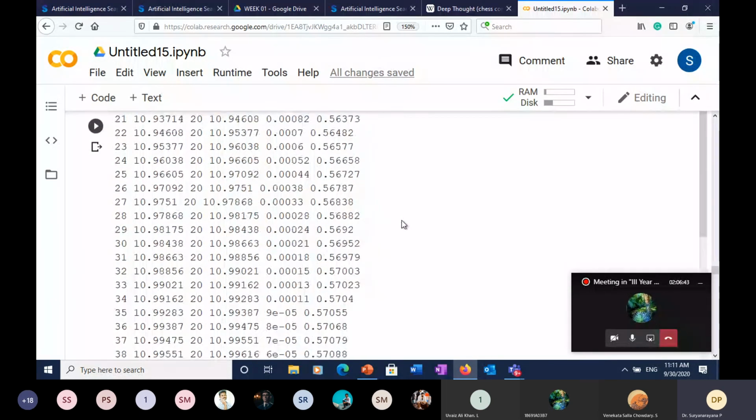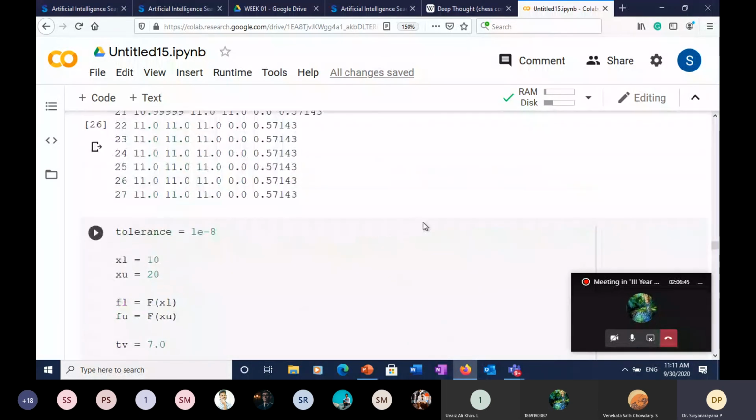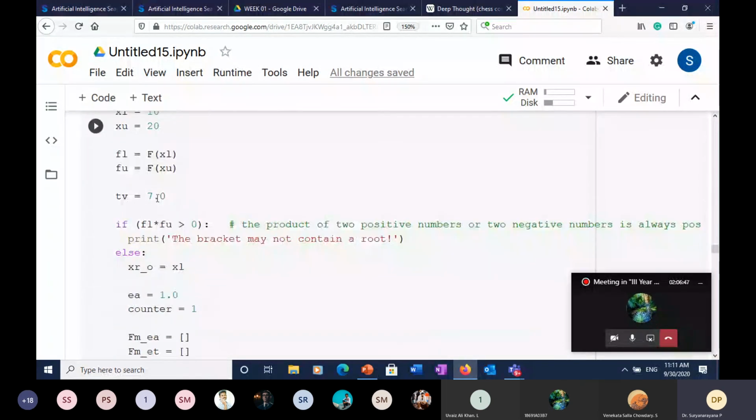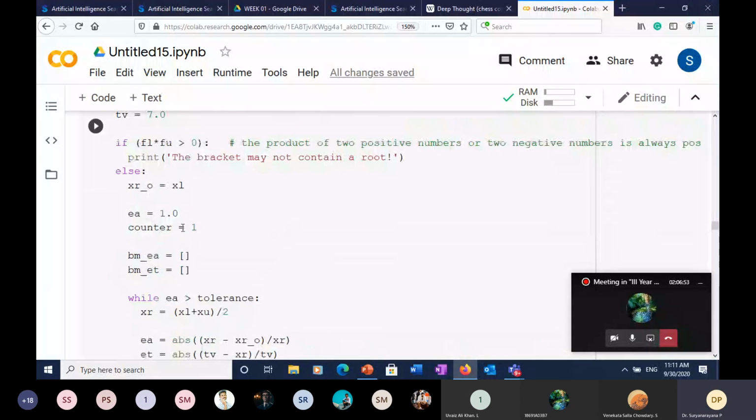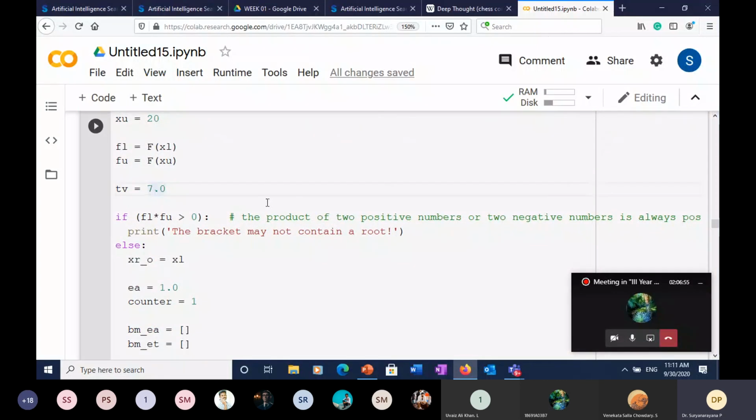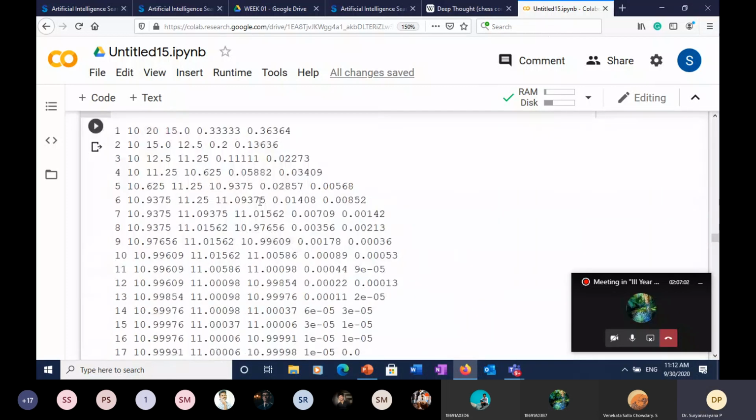The true error, I think I have to change it because the true value is showing a mistake. Because this is a new root now, I have to change the true value. Okay, let me change the other one also. True value here is 11. We'll run that, and I'll run this one as well.